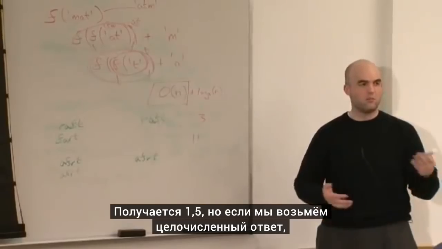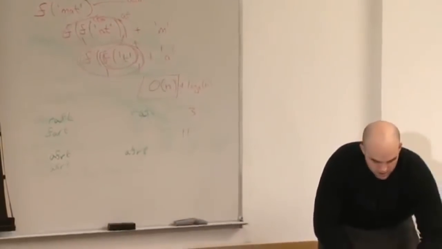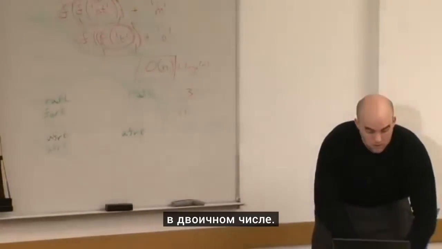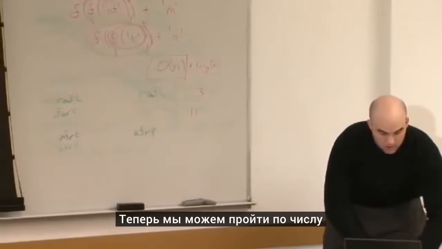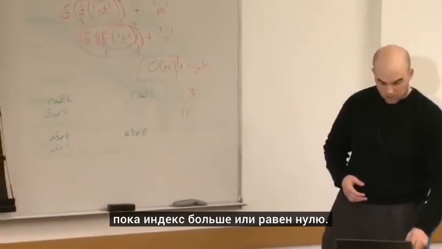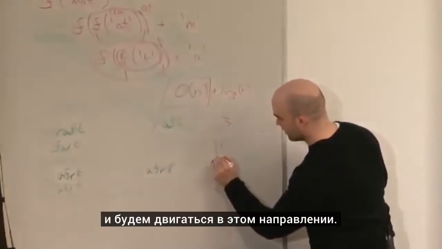No, 1.5. But if we can truncate it to an int, it's going to be 1. All right. So that gives us our position marker in the binary number. And then now we're going to iterate while the current digit is greater than or equal to 0. So we're basically going to start here and then move down the line in this direction.